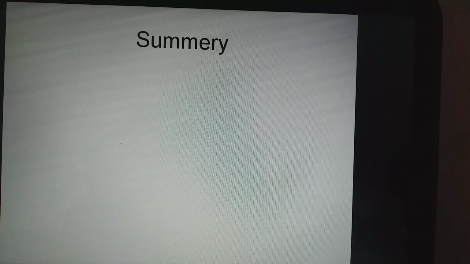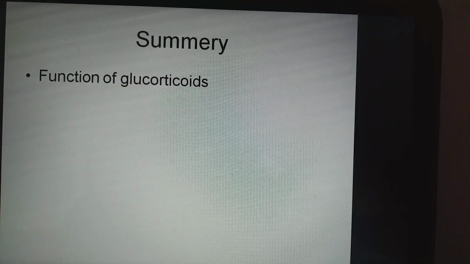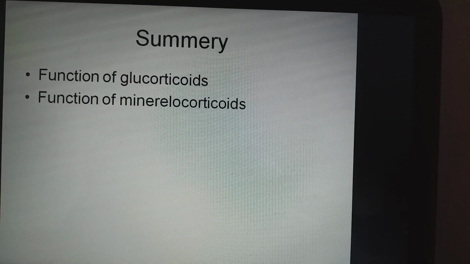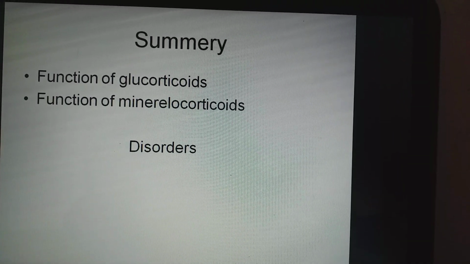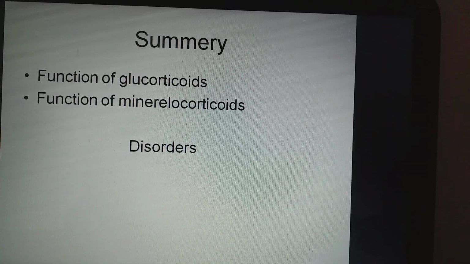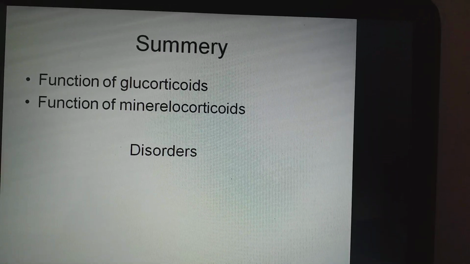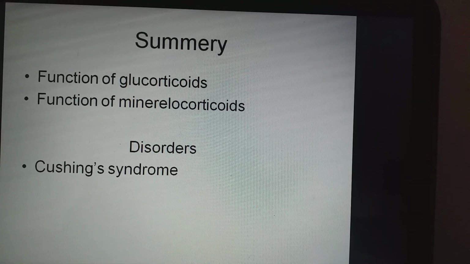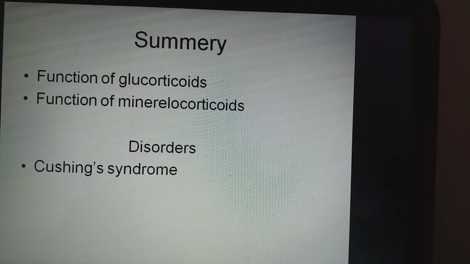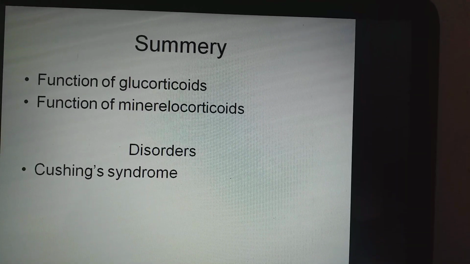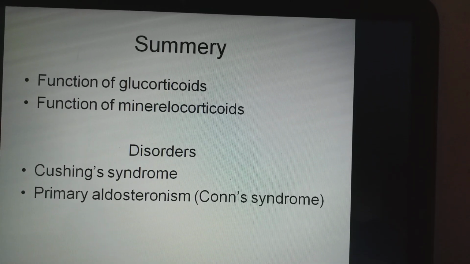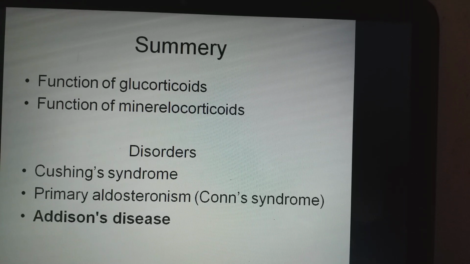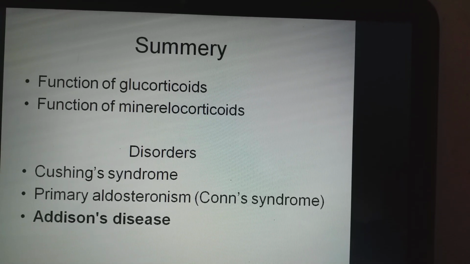The summary: we discussed the functions of glucocorticoids and the functions of mineralocorticoids, the regulation of aldosterone secretion and the regulation of cortisol secretion, and we discussed some of the disorders related to the adrenal cortical hormones: Cushing syndrome, excess level of cortisol secretion, and aldosteronism, excess level of aldosterone secretion, and deficiency of all these hormones, that is Addison's disease. So thank you.